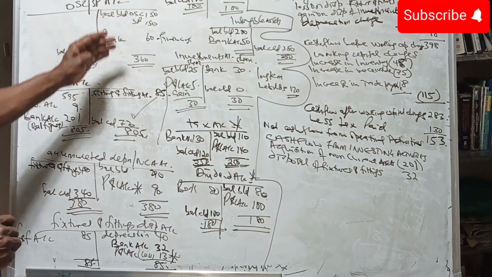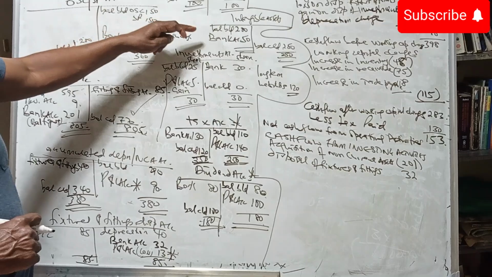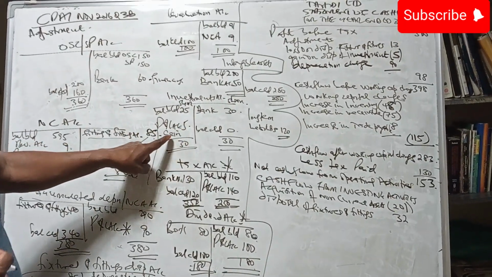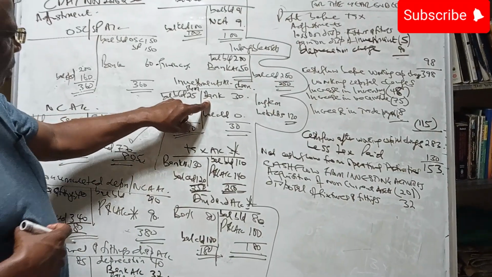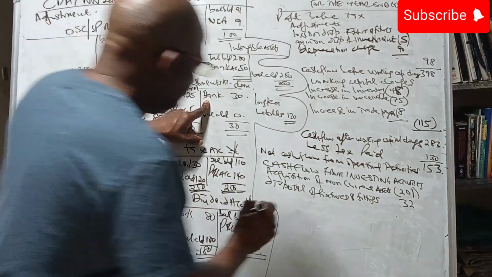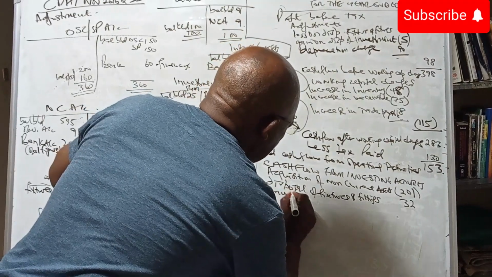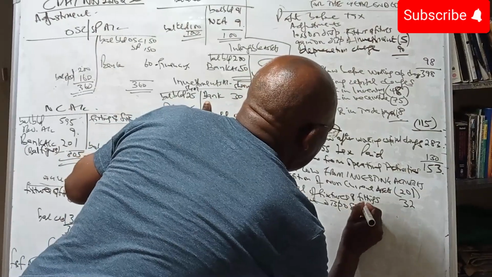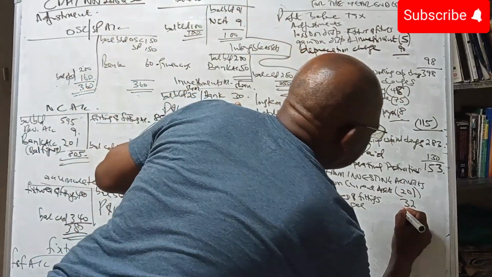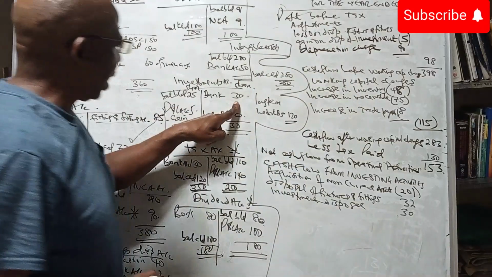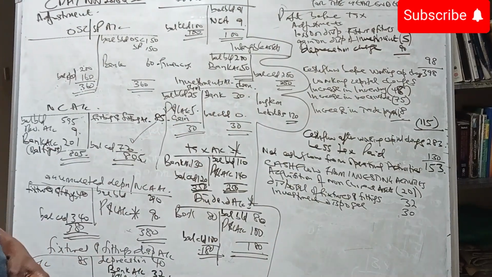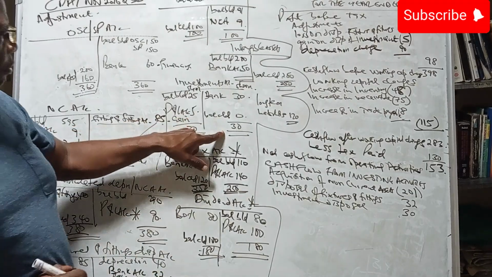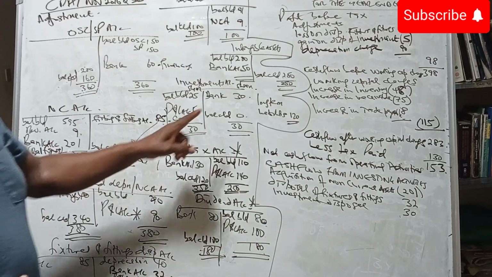Then, if you go up, you look at our intangible assets. Investments, we disposed our investments. Investment disposal gave us money amounting to 30 million. This is a cash inflow. We disposed our long-term investments with 30 million.